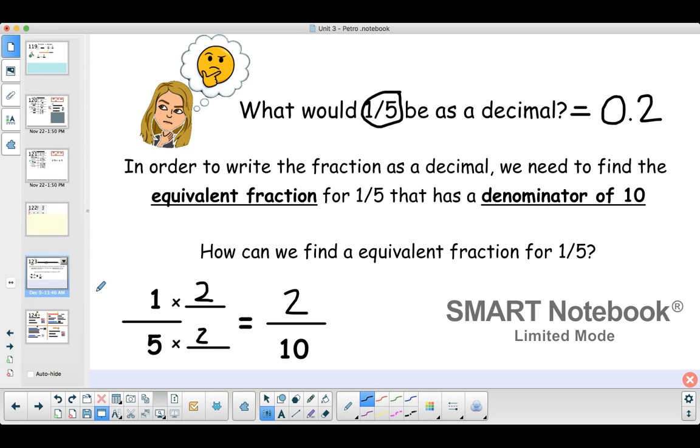Today you are going to be working on a Google form to show your understanding of converting fractions to decimals and decimals to fractions, in addition to solving the problem of the day.